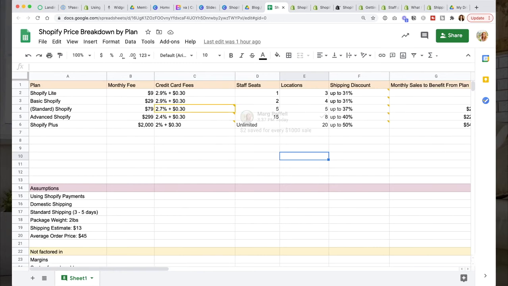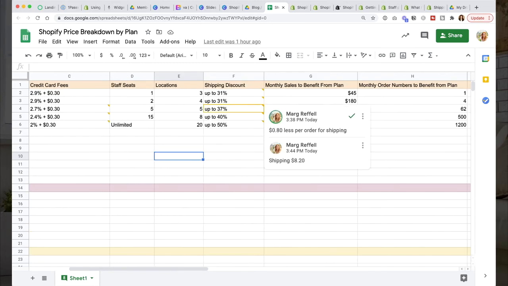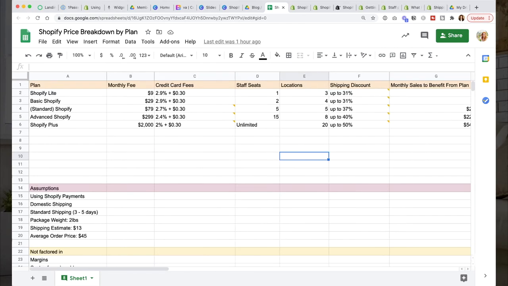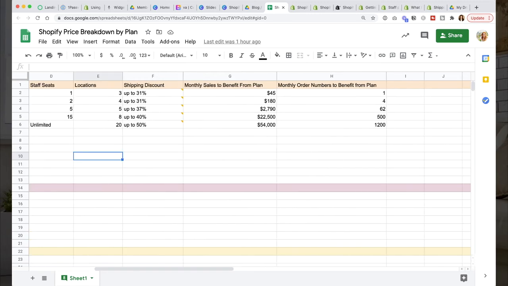So when I looked at Shopify Lite at $9, because the products are $45 in our scenario, I just said that we needed one sale, which is understandable. So the next one goes up another $20 a month. To save that $20 a month in fees, we need to sell about $180, which works out to about 4 sales at our fake numbers of $45 a sale. So that's how everything's calculated.